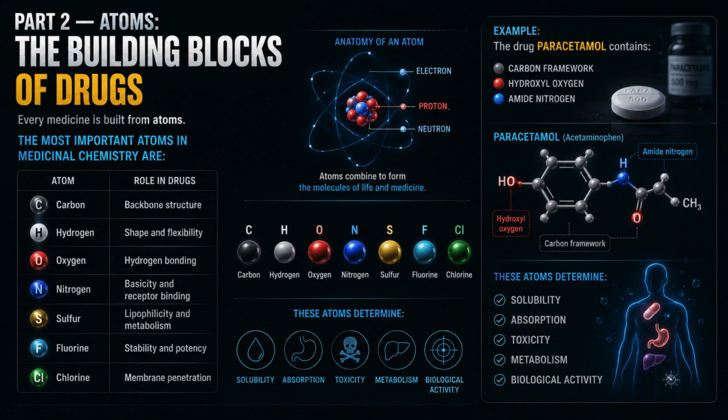Take paracetamol as an example. Its carbon framework, oxygen and nitrogen atoms control how the drug dissolves, absorbs, metabolizes, and interacts inside the human body. In medicinal chemistry, changing just one atom can completely change a medicine's power.